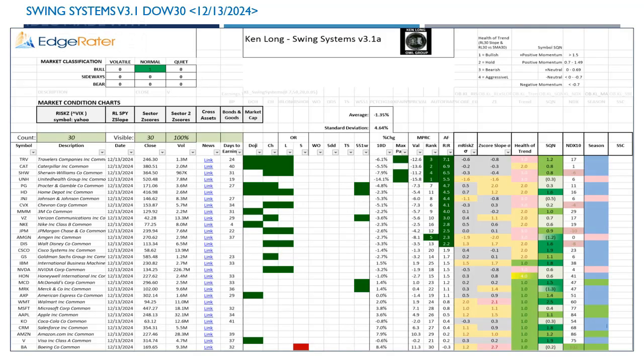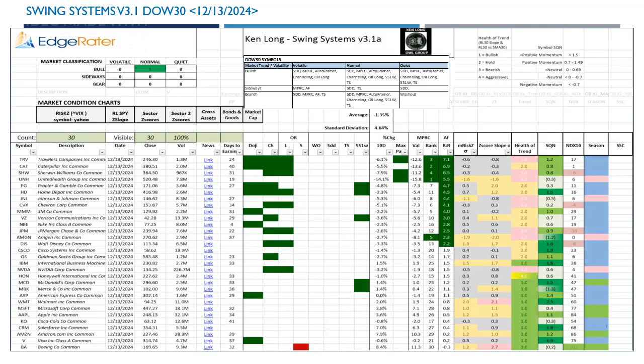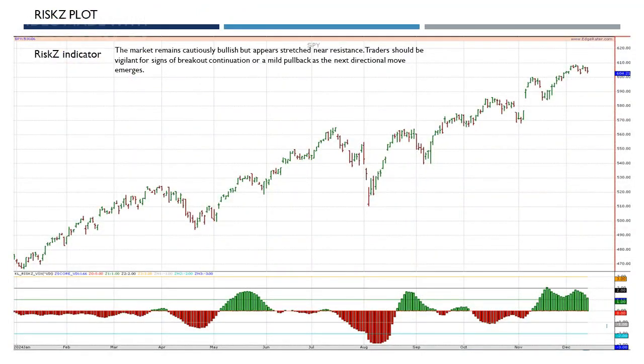Let's start with the swing systems v3.18 template. This template helps in analyzing market conditions and identifying potential trading opportunities based on various market metrics. The risks indicator shows a cautiously bullish market but highlights the need for vigilance for signs of breakout continuation or potential pullbacks.